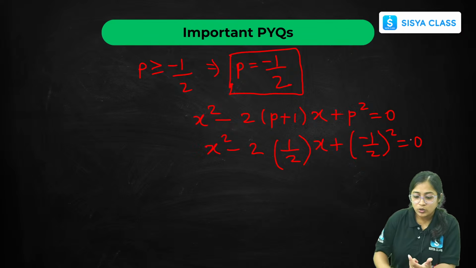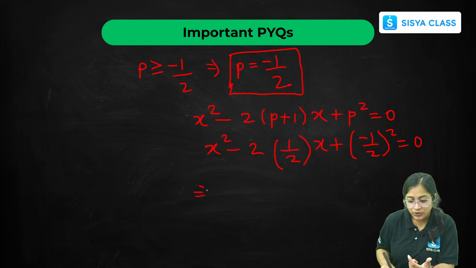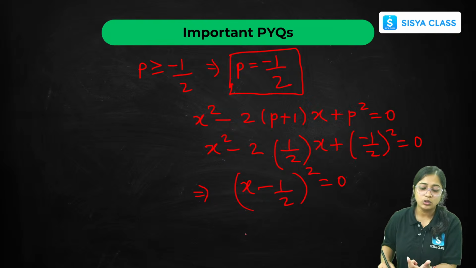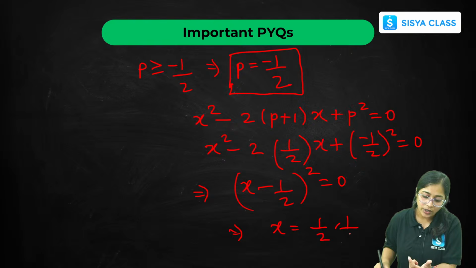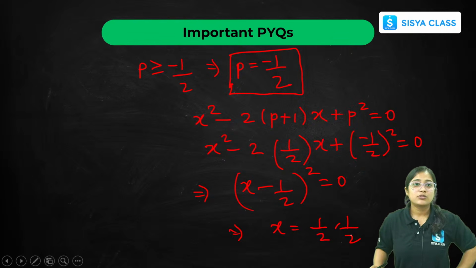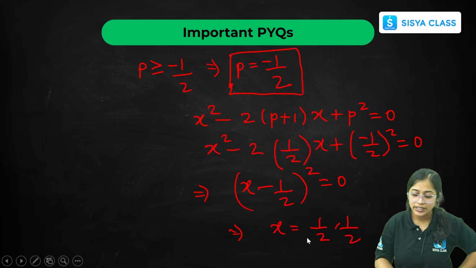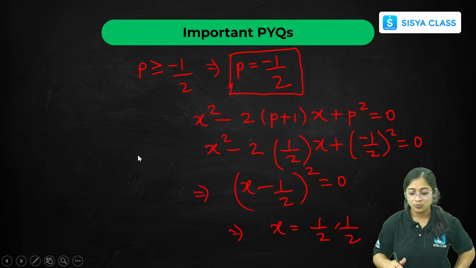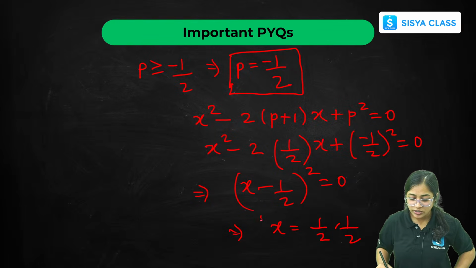So from here you will get (x minus 1 by 2) whole square equal to 0, and you will get that the value of x is 1 by 2 and 1 by 2. Okay, so for the smallest value of p, you are getting two real and equal roots, that is 1 by 2. Okay, so this was the question we have.